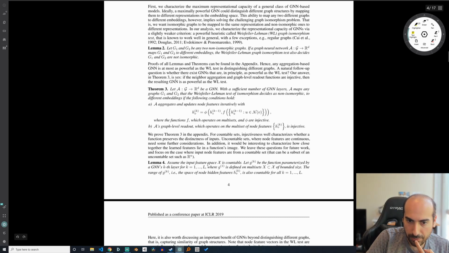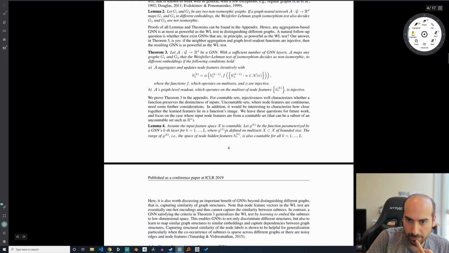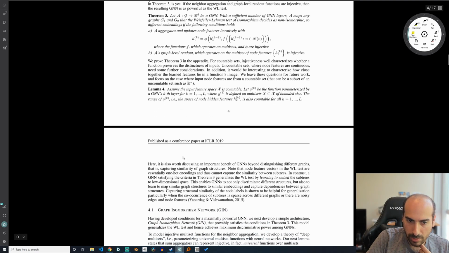So assume the input feature space is countable. Let G be the function parameterized by GNN's kth layer. The range of the space is also countable. Discussing an important benefit of GNNs beyond distinguishing different graphs, that is capturing similarity of graph structures.